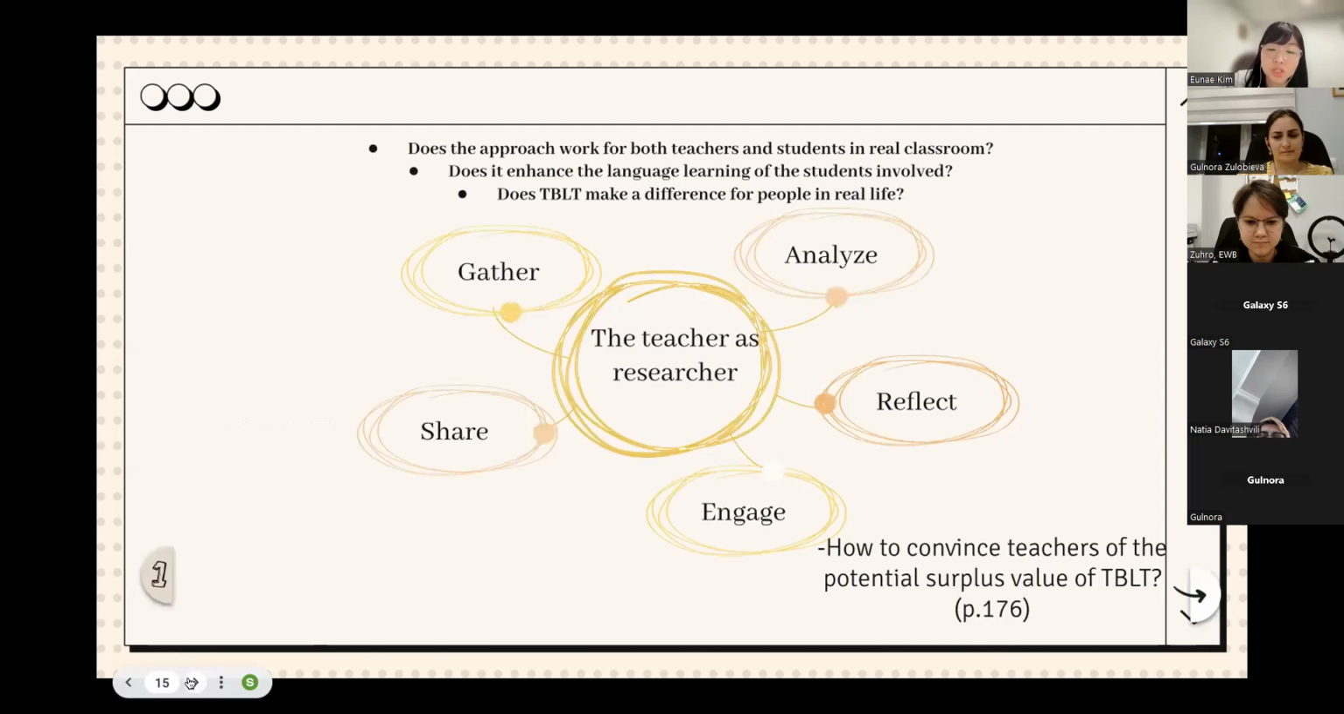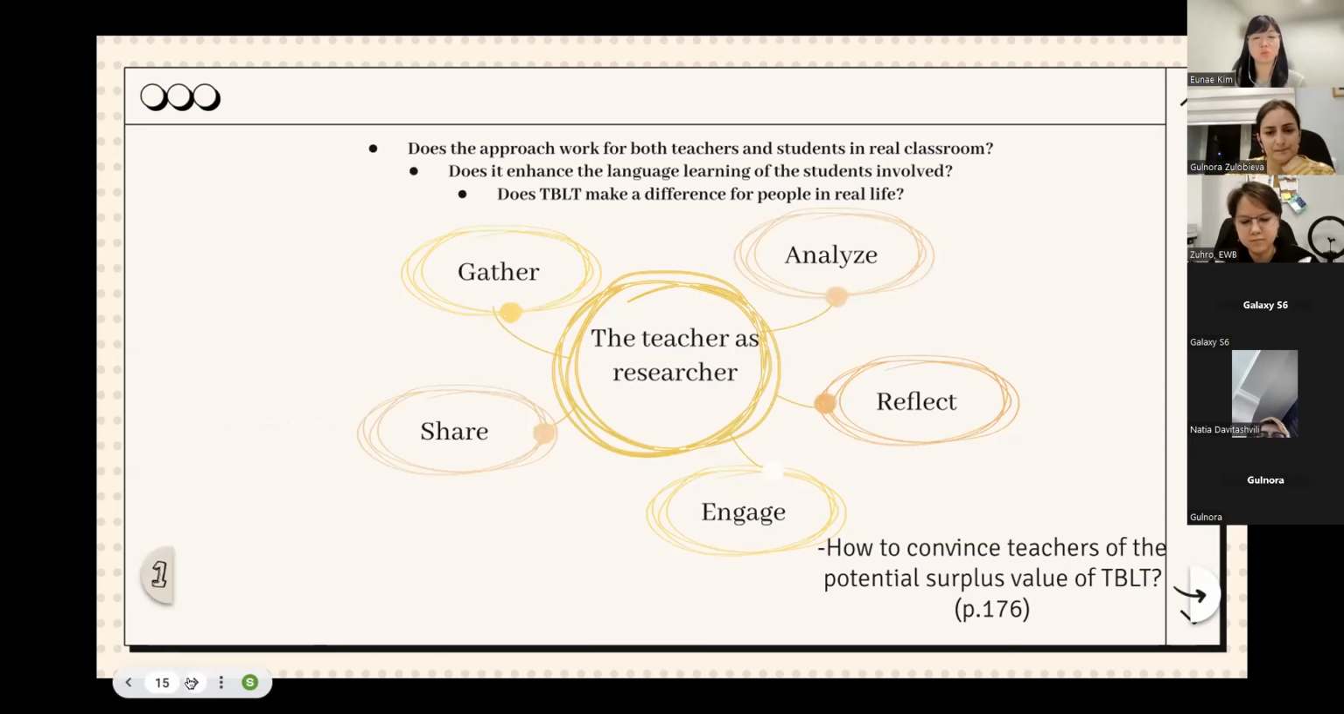Any possible solutions? It is important, the teacher's role as part of reflective teaching, right? Richards defines reflective teaching and teacher reflection as teachers independently problematizing or questioning their teaching. Van den Branden suggested this role for teachers as researchers. Teachers need to gather, analyze, reflect, share, and engage in asking these questions.